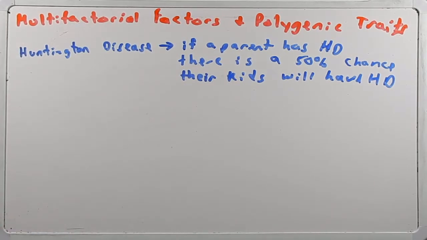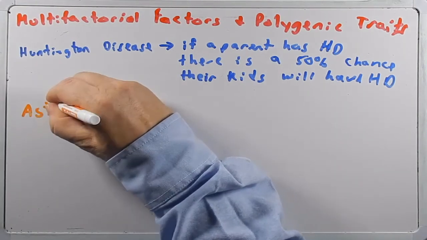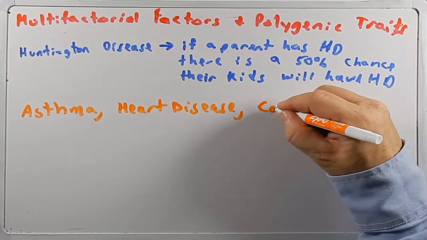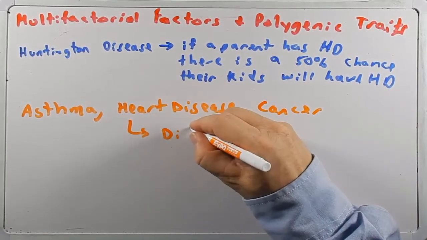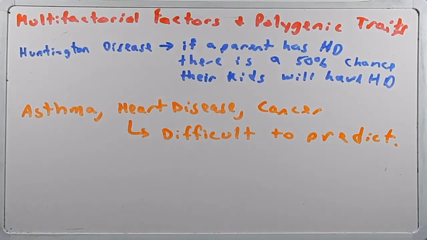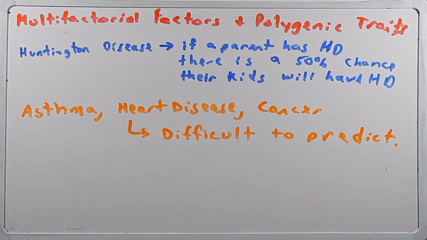Multifactorial traits are not quite that simple because there are multiple genes involved and there are environmental factors involved. So traits like asthma, heart disease, cancer, and many others are difficult to predict. So what do geneticists use to make predictions on whether or not somebody has or can pass on traits like asthma, heart disease, or cancer?